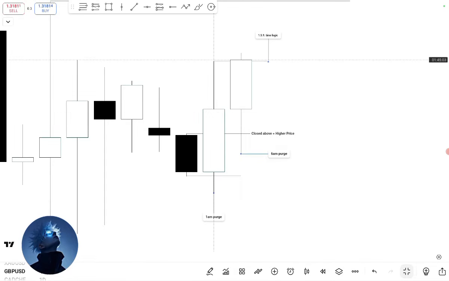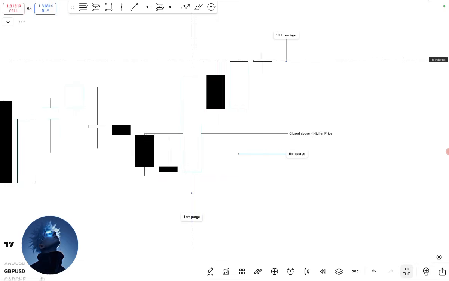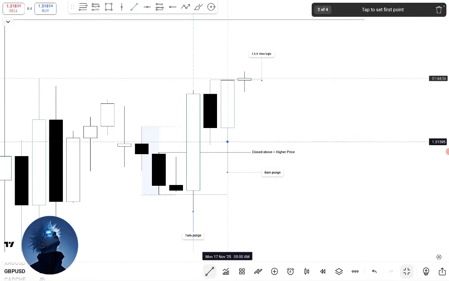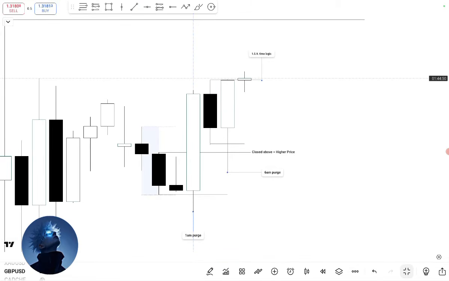So all I did was come to the lower time frame, and you have your inducement right here. Now I need this candle in between to be raided. Now it came very close to tapping the high of candle 9, but it didn't tap it.